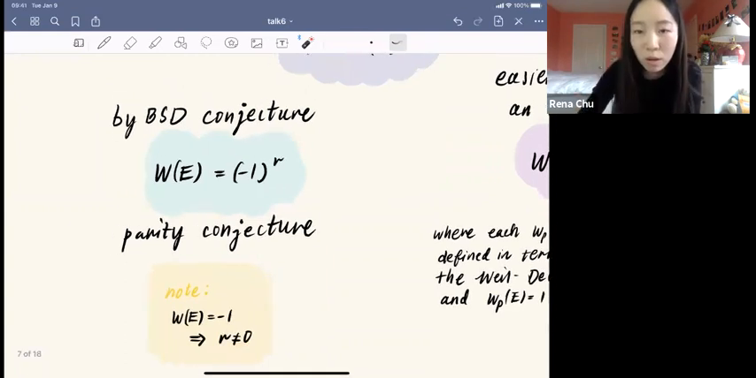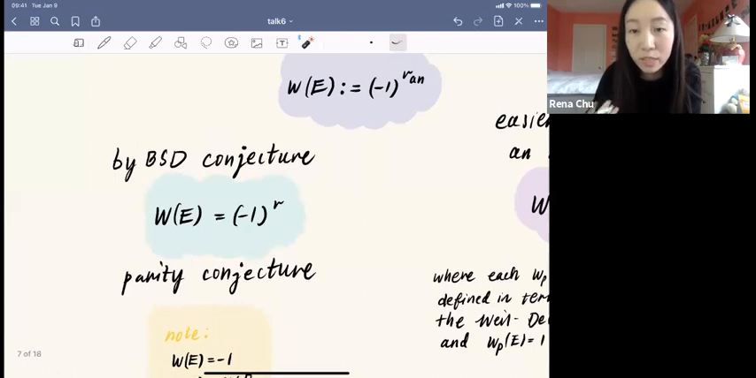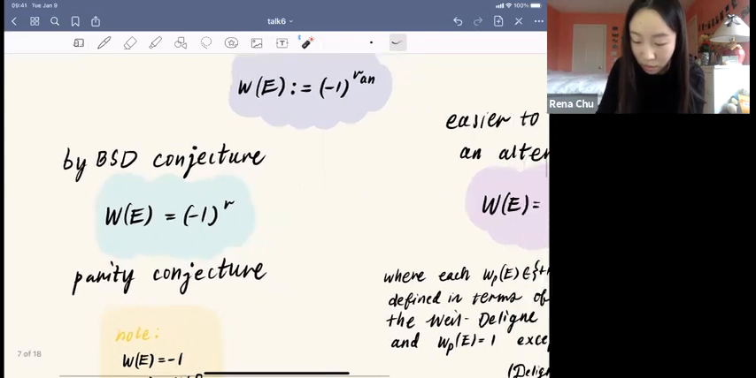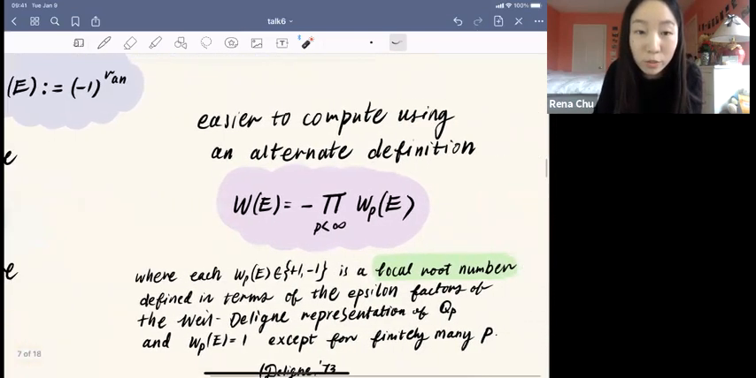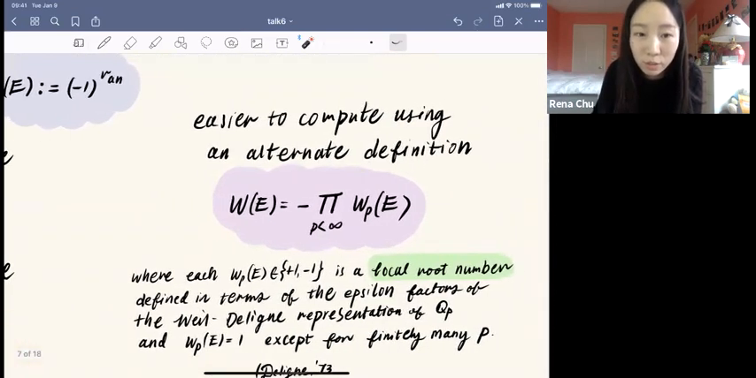Now, what we ultimately want to do at the end of the day is to compute the root number, which means we need an alternate definition to be able to compute it easily, because from this definition it's very difficult to compute it this way. So now we introduce an alternate but equivalent definition. This is the product of these W_p, which we call the local root numbers.